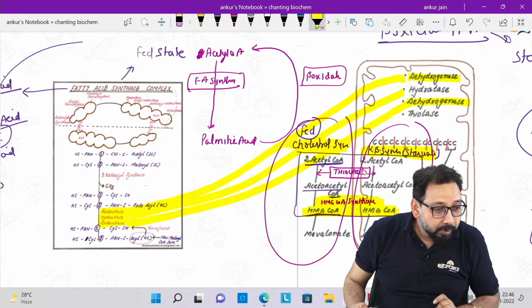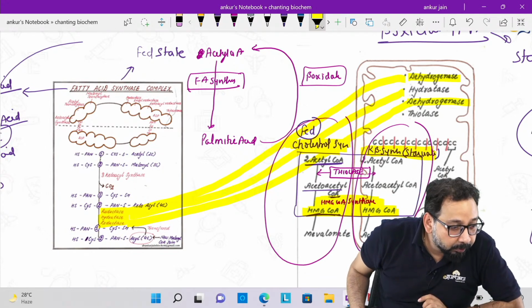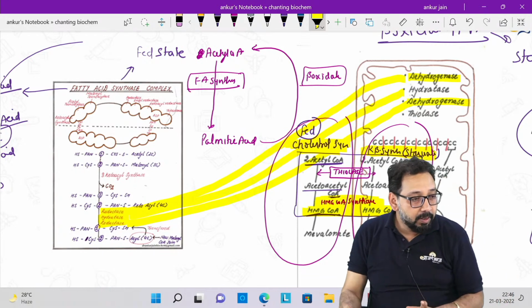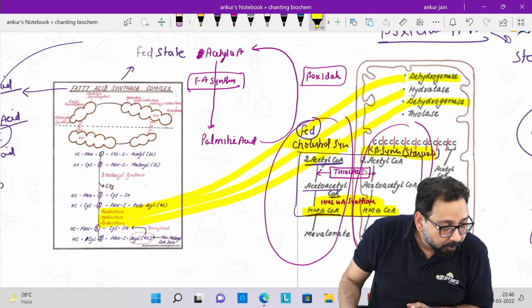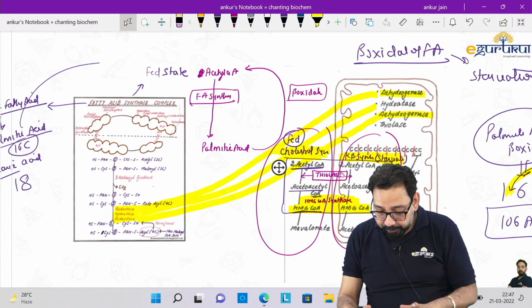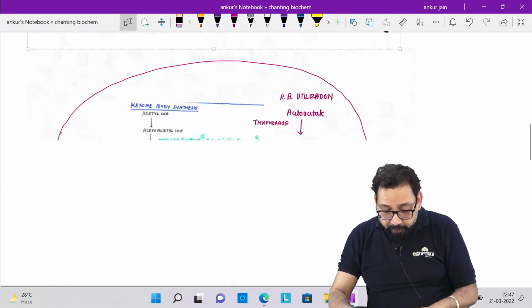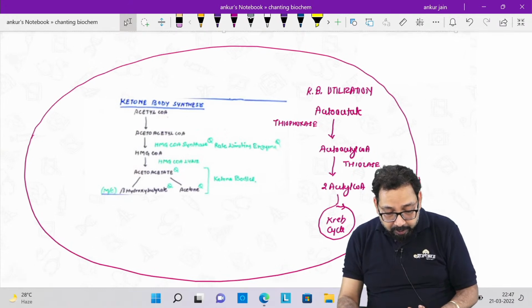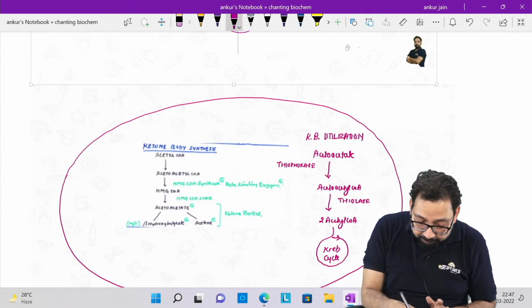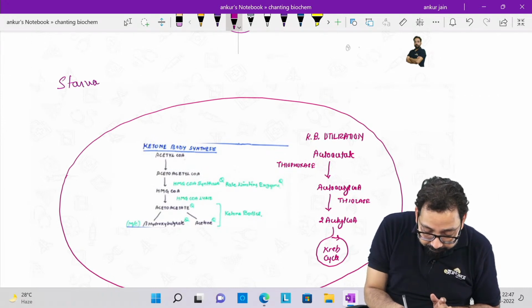Yes, very good. If diverted to carbohydrate cycle, then 80 ATP. Yes. Fed state and starvation, anonymous. Very good. Yes. Ketone body synthesis questions are asked. Ketone body synthesis occur in starvation and diabetes.